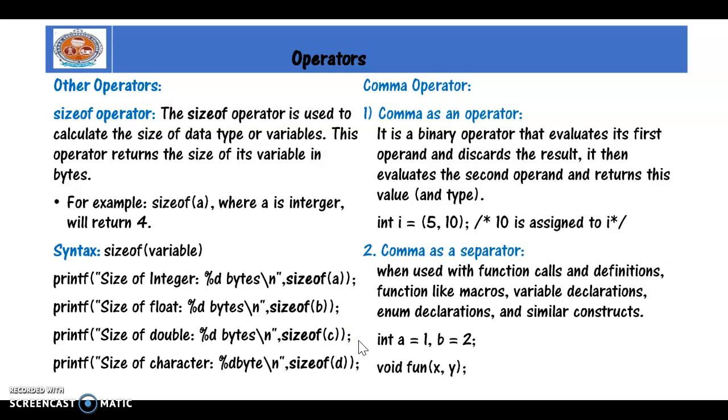We have other operators also. They are the sizeof operator, comma operator and ternary operator. The sizeof operator helps us give the size of a variable. Let us take an example. Here I am defining int a. If I try to display the size of a, as it is an integer, it will return either 2 or 4 based on my compiler. So here I'm trying to print the size for integer, the size for float, size for double and size for char.